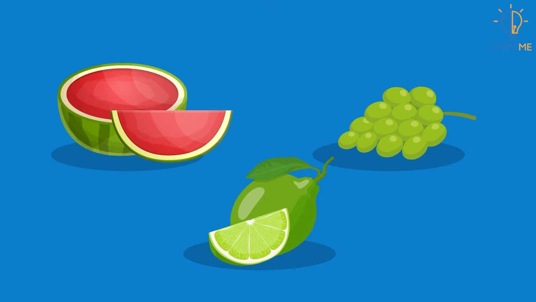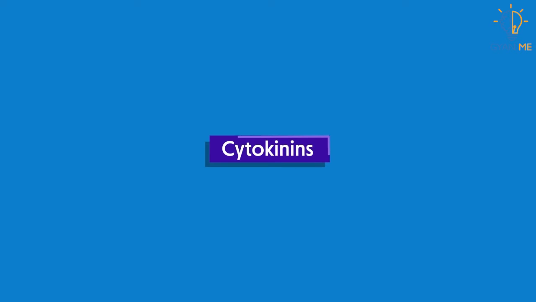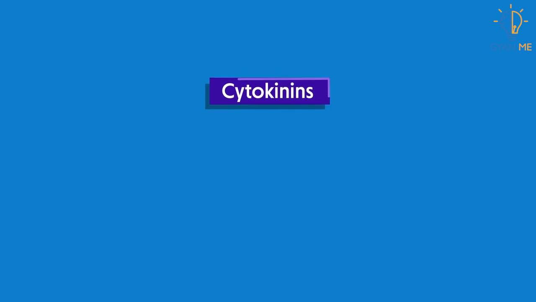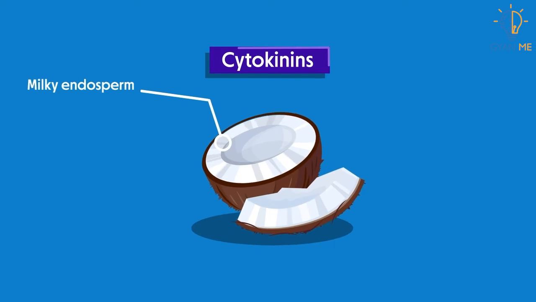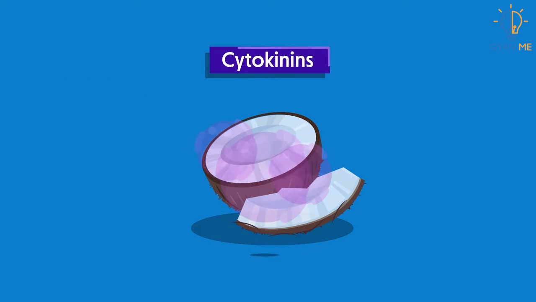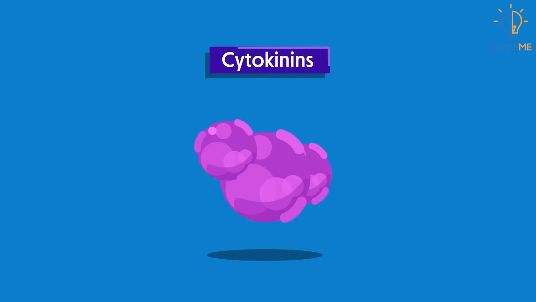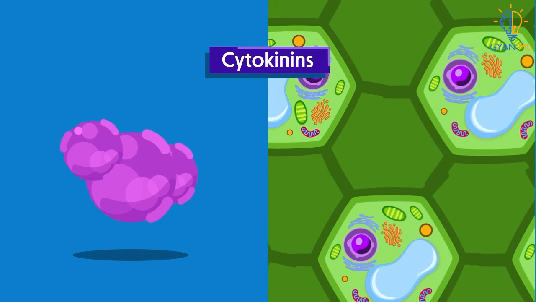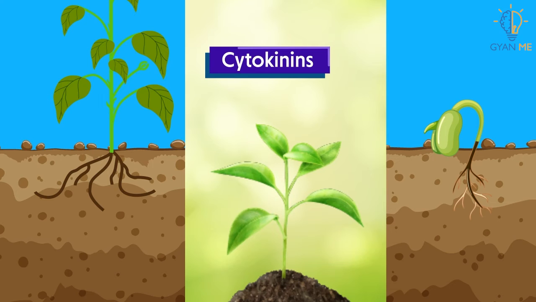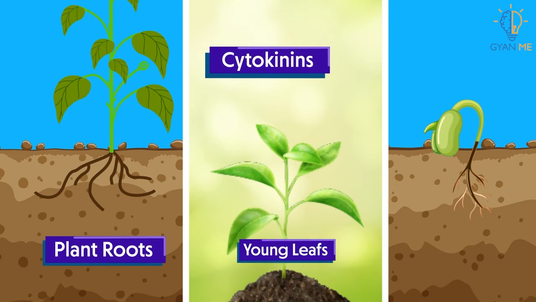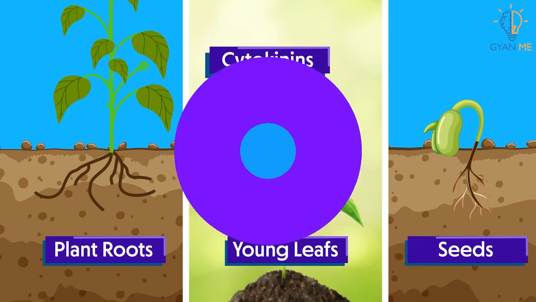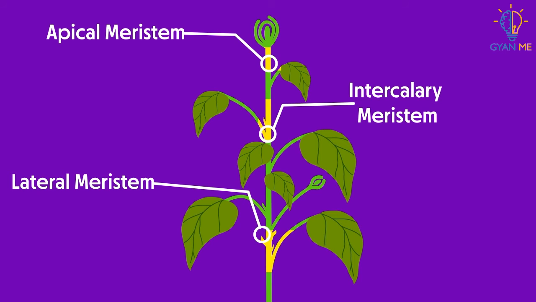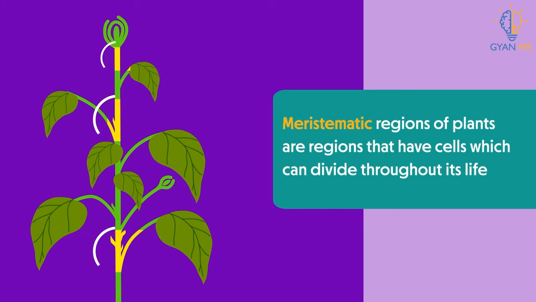Let's move to another important plant hormone called cytokinins. Cytokinins were first discovered in the milky endosperm of coconut. Cytokinins are a group of growth hormones whose primary effect is to stimulate cell division. Cytokinins are found in plant roots, young leaves and seeds. They are also found in the meristematic regions of the stem. Students, do you know meristematic regions of plants are regions that have cells which can divide throughout its life?